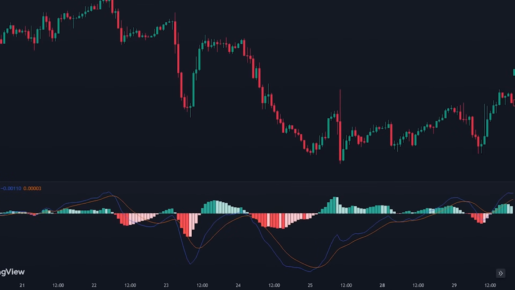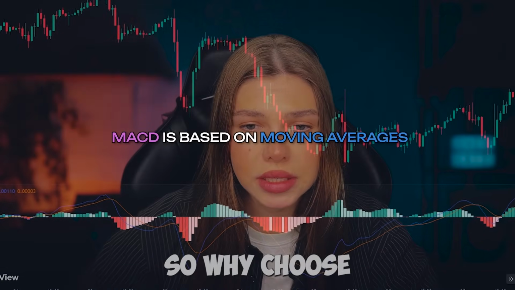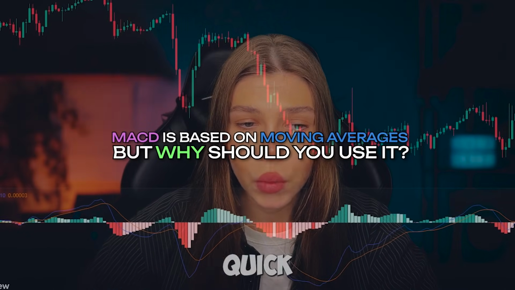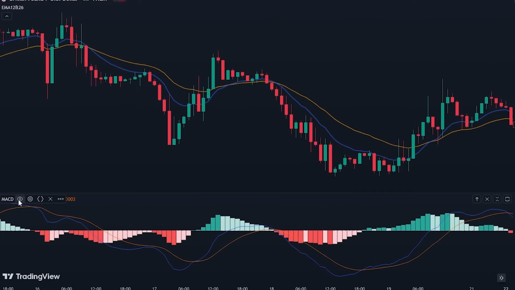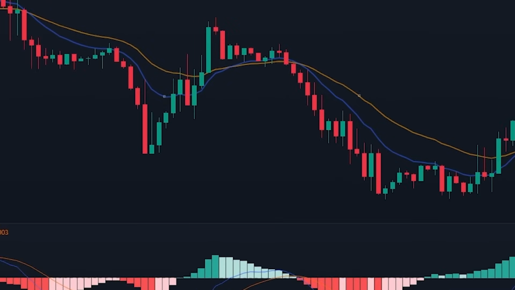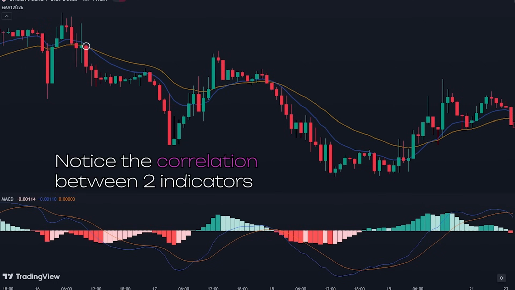We now know that the MACD relies on moving averages, so why choose the MACD over the moving average? Well, let me give you a quick comparison. So here we have the MACD set to default settings 12 and 26, and over here we have two exponential moving averages also set as 12 and 26. Notice the correlation between the two indicators.